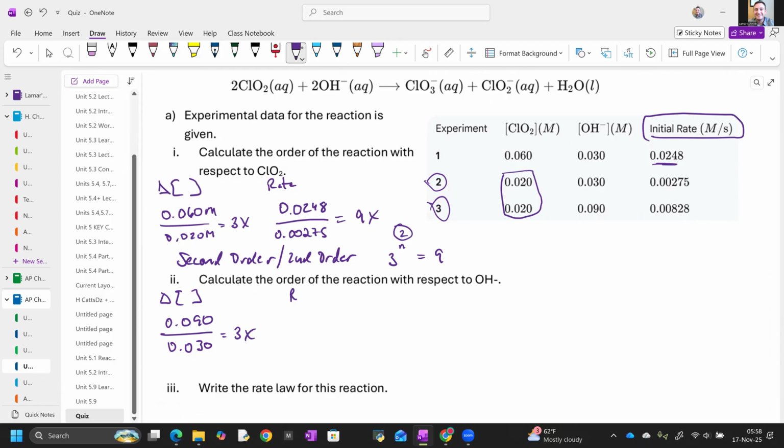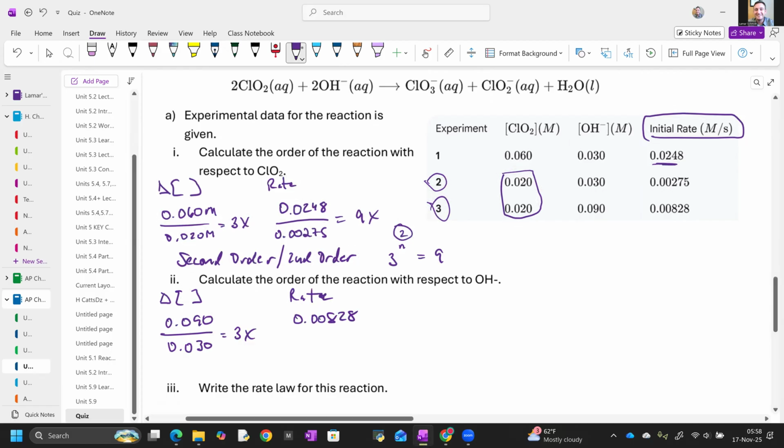Now we're going to look at the rate. Now we have to make sure we align these things appropriately. So we use 0.090 first in the numerator, so we're going to have to use this value in the numerator. So this is 0.00828.